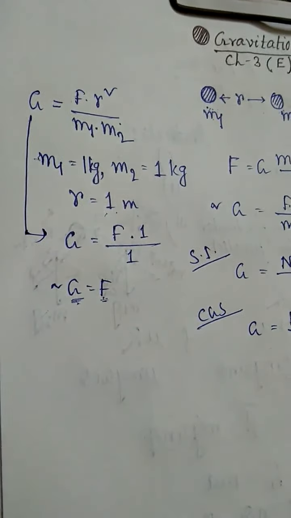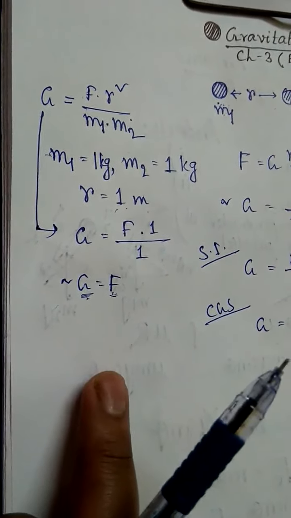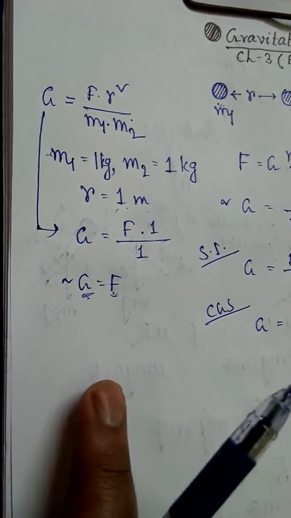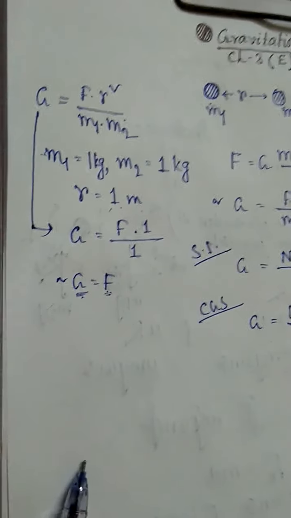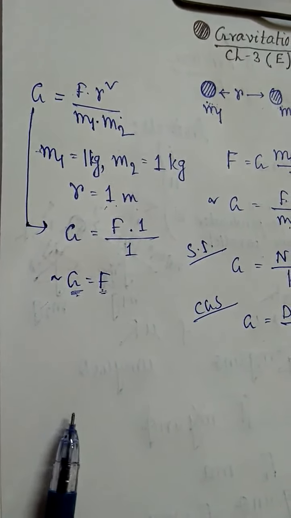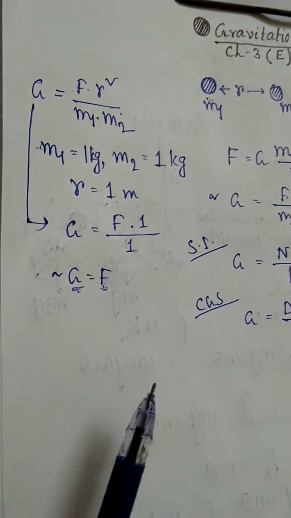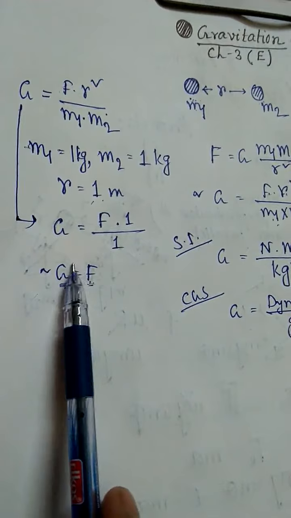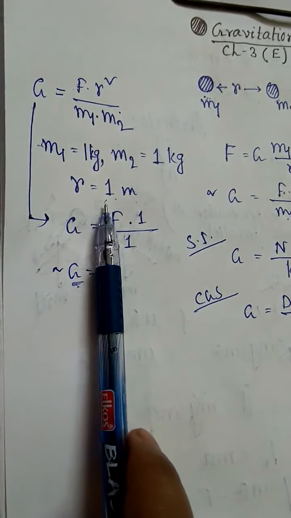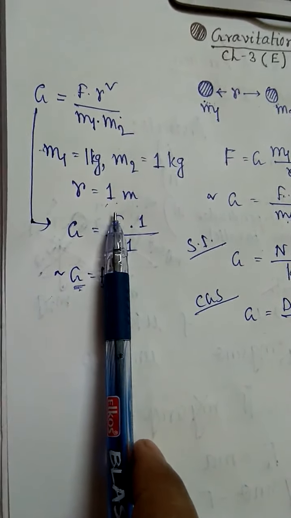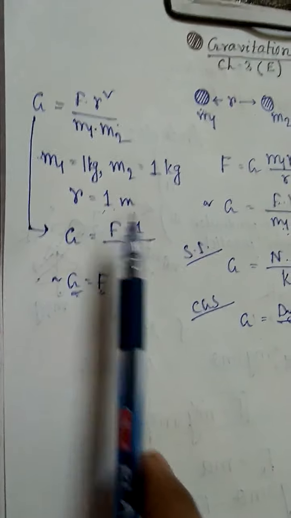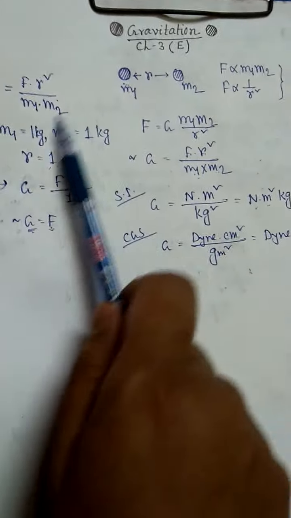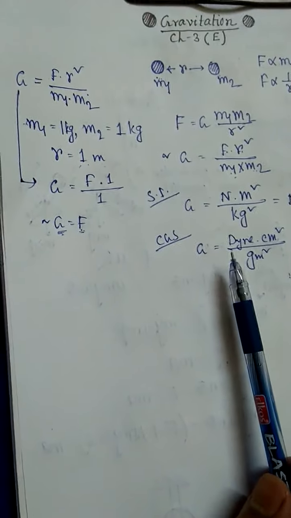Is it okay? The definition is given in your book as: gravitational constant G is numerically equal to the magnitude of the force of attraction between two masses each of 1 kg placed at a separation of 1 meter. This is from your book. So this is the overview of the formula, Newton's law of gravitation.